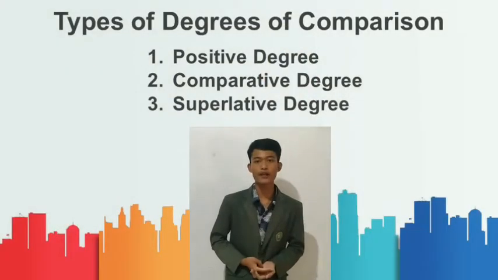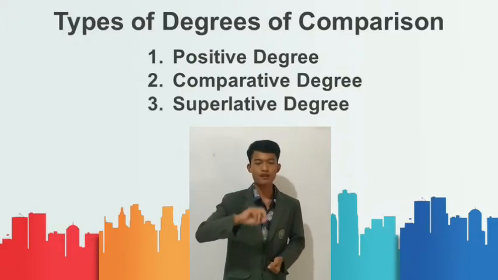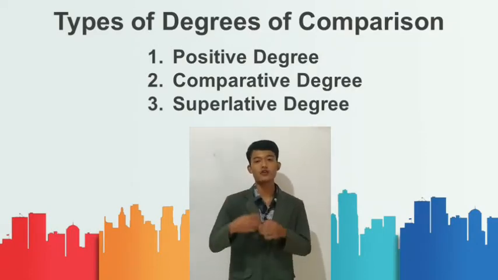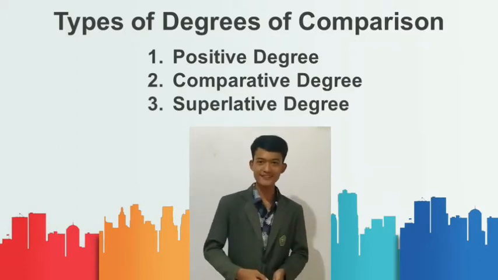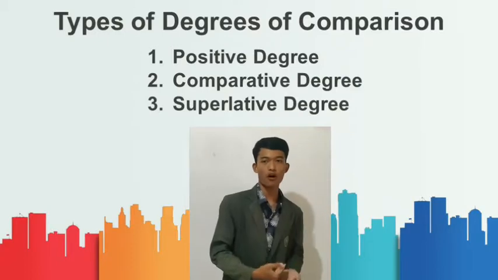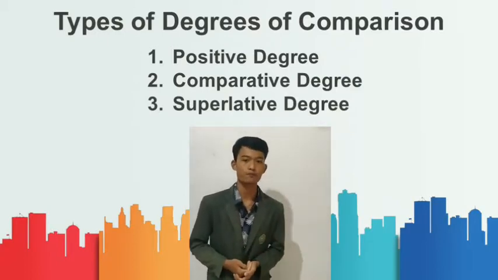In adjective form, there are three forms. First is the positive degree. Second is the comparative degree. Third is the superlative degree. Let's check it out one by one. The positive degree is the base form of adjectives. There's nothing changed in this form.